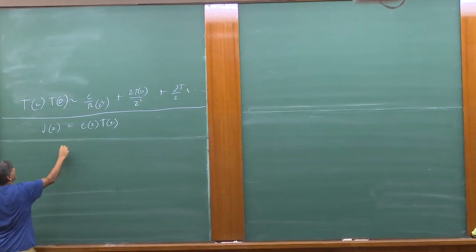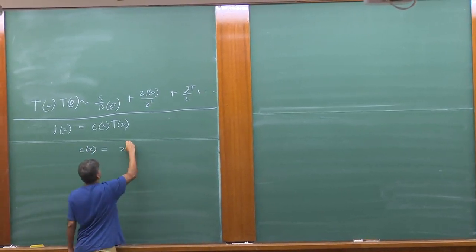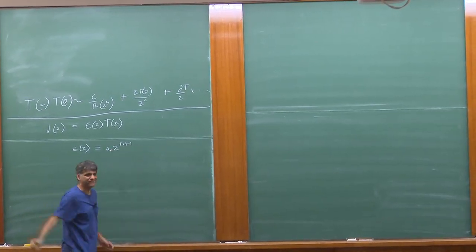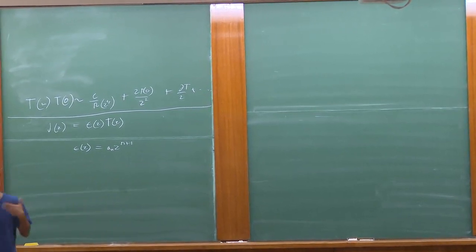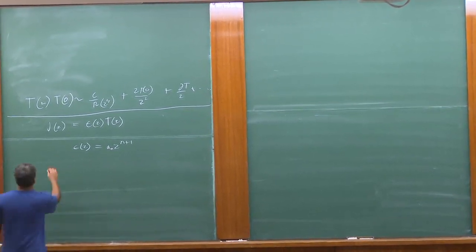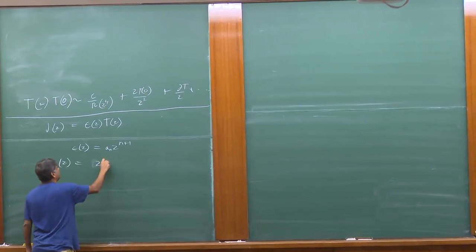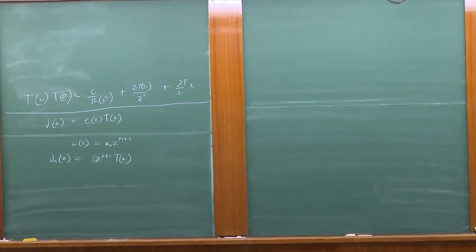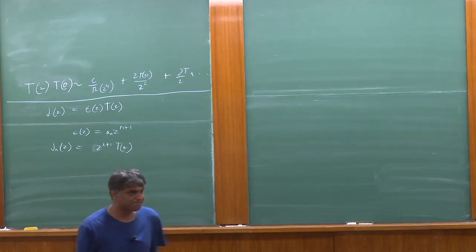Let's say that epsilon of Z is equal to a_n times Z to the power n plus 1. The a_n's are just some numbers. We're focusing on one particular value of n. We just take J_n of Z to be Z to the power n plus 1 times T of Z. This was a conserved current. This is true for all integer values of n.